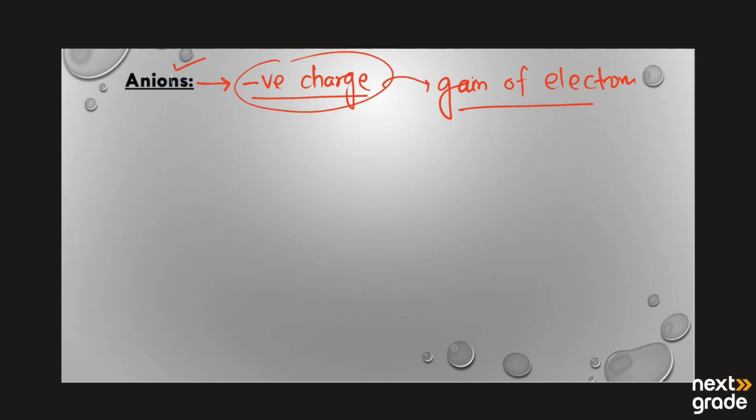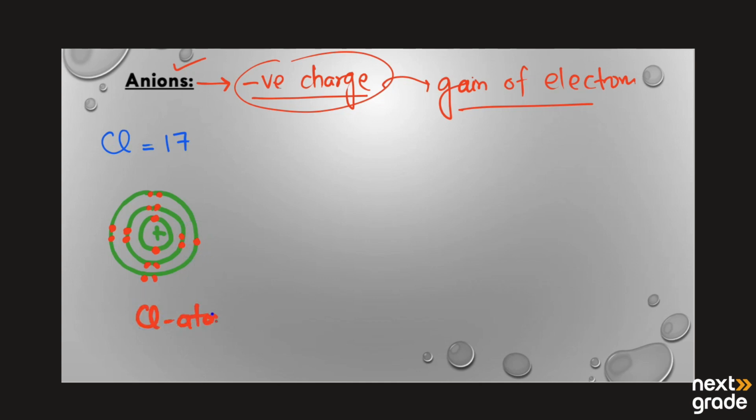For example, consider chlorine, whose atomic number is 17. By drawing its structure, we get the nucleus in the center, and around the nucleus circular orbits in which the electrons revolve. The first shell has 2 electrons, the second shell has 8 electrons, making 10, and then 7 electrons in the valence shell. So this is the simple chlorine atom.